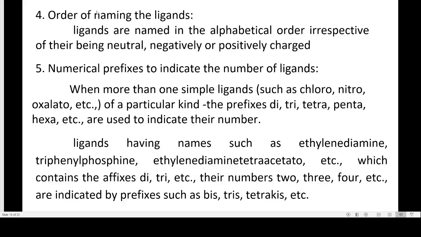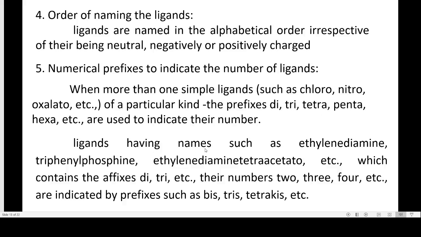So the next rule is order of naming the ligands. Ligands are named in alphabetical order irrespective of their being neutral, negative or positively charged. Fifth rule is numerical prefixes to indicate the number of ligands. If more than one simple ligand of a particular kind is present, that is, if 2 chloro, 2 nitro is present, the prefixes di, tri, tetra, penta are used to indicate their number.